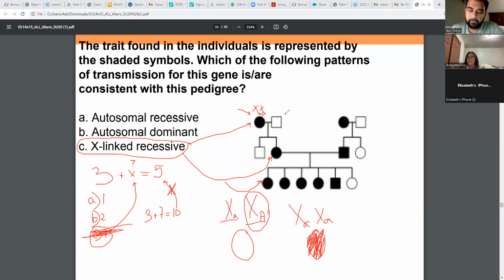But that one is XY, so X big A, dominant. Good. Does it make sense why it's X big A? Yeah, because it's not shaded. Good. Now, this one right here. Is this a boy or a girl? Girl, so two X's.